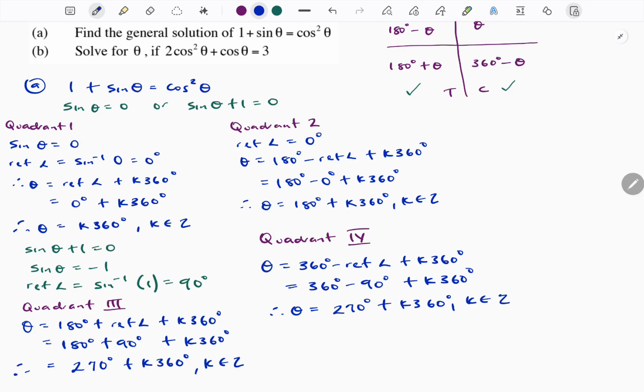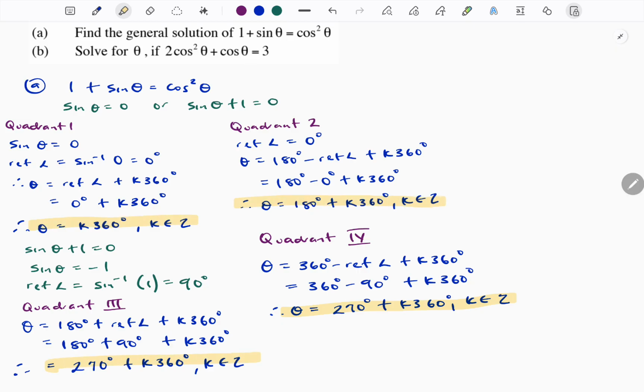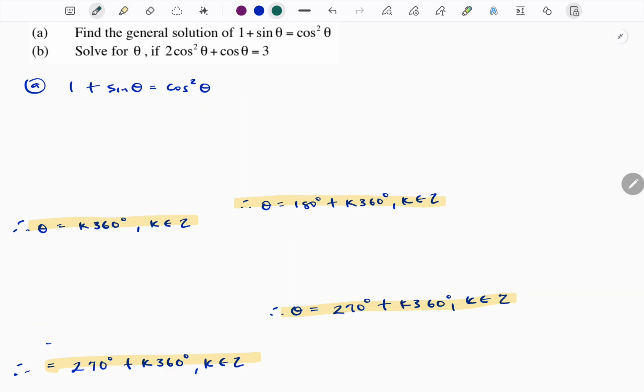So therefore, I'm going to combine all my answers together that I got for theta, and that will be the general solution for 1 plus sine theta equals cos squared theta: theta equals K 360 degrees, or theta equals 180 degrees plus K 360 degrees, or theta equals 270 degrees plus K 360 degrees, where my K is an element of integers.